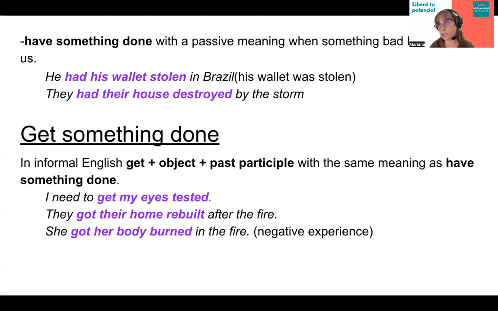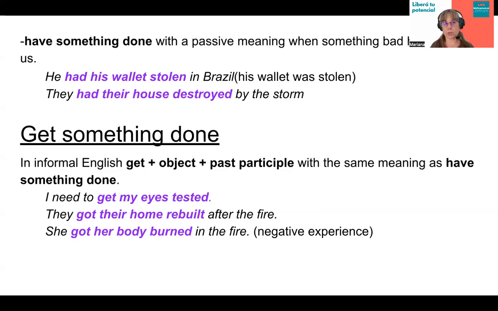We use this structure also when the connotation is a negative one, like in this case, the example is when someone has been stolen from or the destruction of a house. So we say he had his wallet stolen in Brazil, or they had their house destroyed by the storm. Okay, so that's another point to mark.